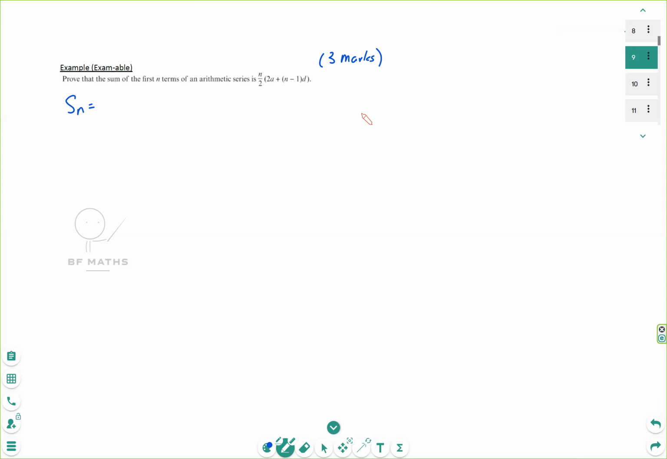So Sn equals, a is the first term, a plus d is the second term, a plus 2d is the third term, a plus 3d is the fourth term, plus dot, dot, dot, where the last term will be a plus n minus 1 times d. That's a series. You have to write out first a series.